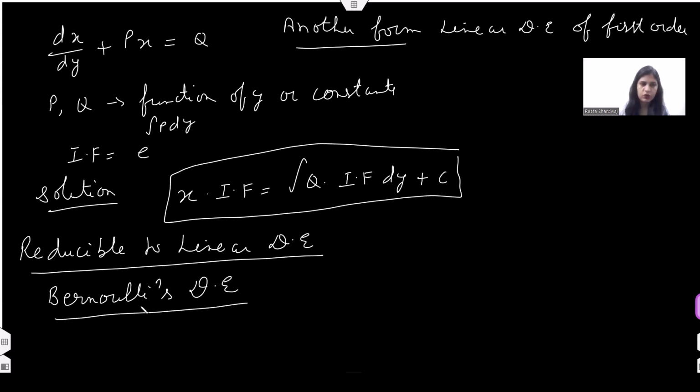Bernoulli's differential equations. Basically these are those equations which can be reduced into linear differential form. Their general form looks like dy by dx plus py is equal to q y raised to power n. If we compare it with the general form of a linear differential equation, we can easily see that this y raised to power n is just disturbing the linear form, otherwise the rest of the things are fine. So in order to get rid of this y raised to power n, we divide the whole equation by y raised to power n.